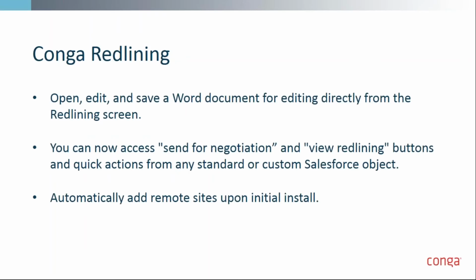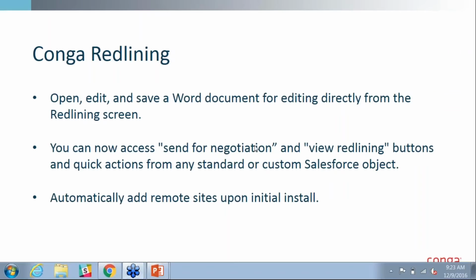So finally, redlining. Really cool new feature with redlining that lets you open, edit, and save Word documents directly from Salesforce. When you're doing that editing process, you can just stay on that record type, click our new edit button, and be able to actually edit that document inside of Salesforce, keeping your workflow going. We can now access all the redlining features from any kind of standard or custom Salesforce object, which is really powerful. So now you can manage your possibly negotiated proposals off of an opportunity or any other kind of object in Salesforce. We also added some functionality to make it easier to use redlining just upon install, doing a lot of the configuration for you.